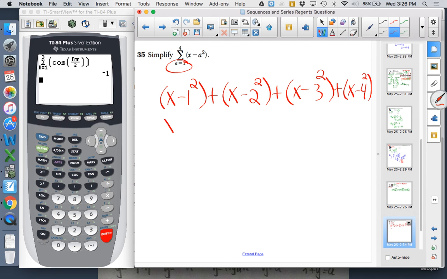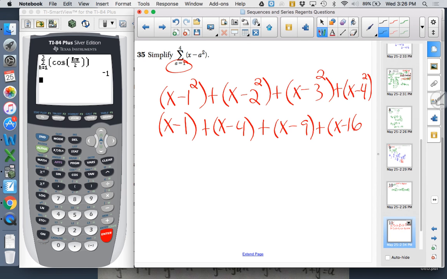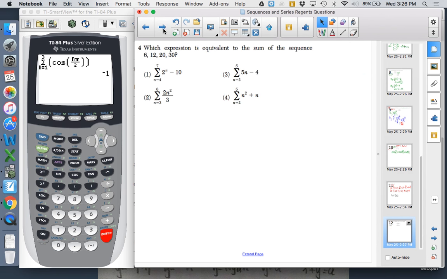If I do simplify this, this will be x minus 1 plus x minus 4 plus x minus 9 plus x minus 16. And combining like terms, x plus x plus x plus x is 4x. How about adding these up? Minus 30. 4x minus 30. Final answer, done and done. And this is my last question.